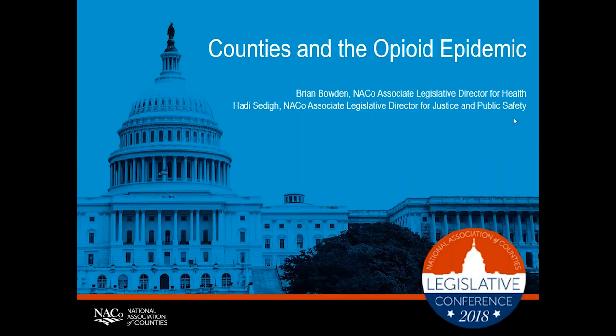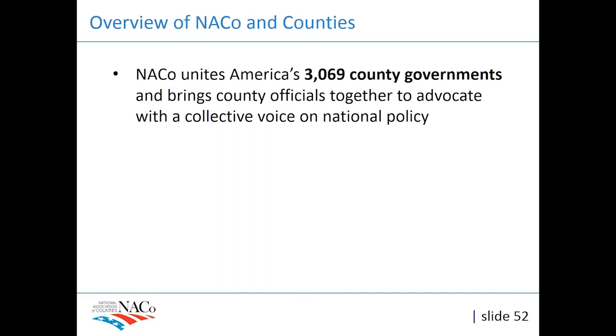So a quick overview of NACo and counties. The National Association of Counties, or NACo as we will say for short, since 1935 has represented over 3,000 counties, parishes, and boroughs across the country, to advocate around the collective voice and to be the voice in Washington for county government. Our vision is creating healthy, vibrant, and safe counties across the United States, directly in line with some of the work we've been talking about here.